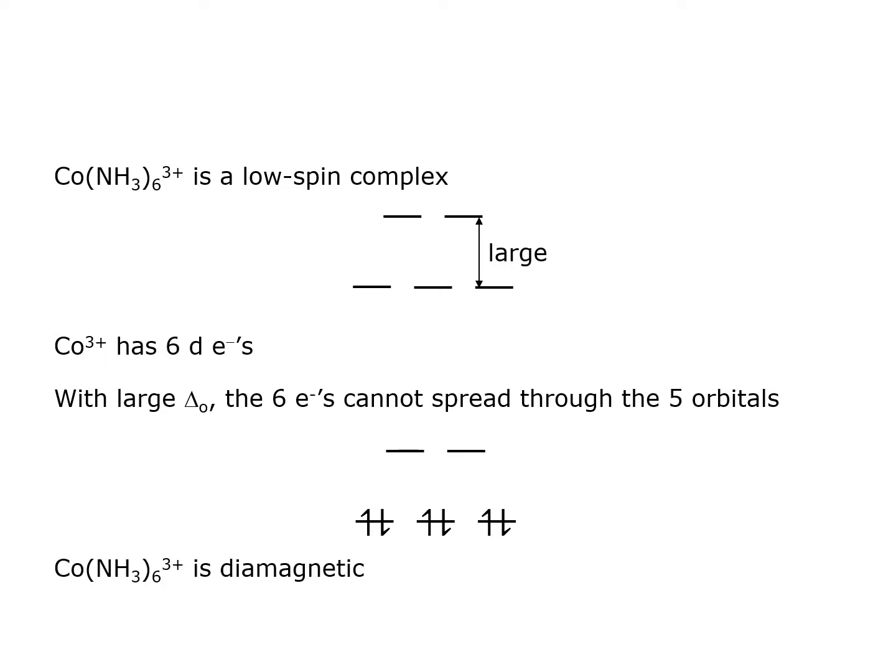And for that reason, hexaamminecobalt(III) is a diamagnetic complex. There are no unpaired electrons, which, if you recall that frog levitating, implies hexaamminecobalt(III) is repelled by a magnetic field.